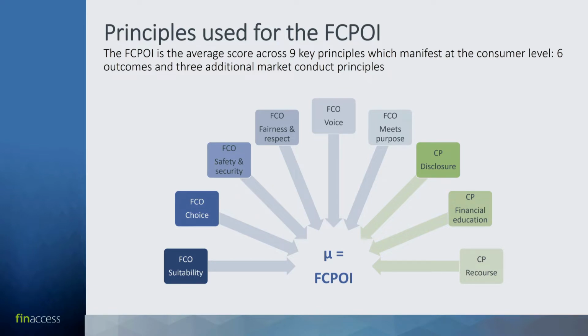To this, we then added 3 further components or elements to the index. Disclosure, or from the customer perspective, that would be access to information. That could be covered in those other outcomes as well, but for the purpose of this index, we decided to separate it out because it's a clear element of financial market conduct that manifests or lands at the consumer level. So we thought it would be interesting to also measure it separately.